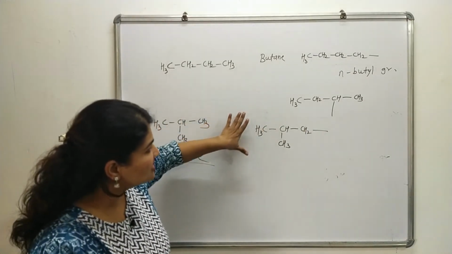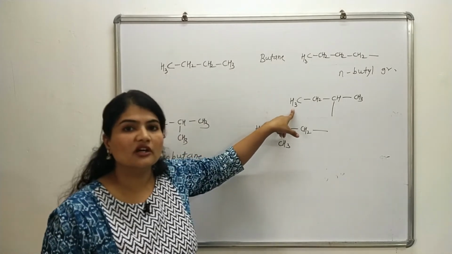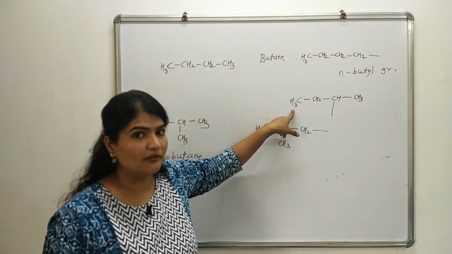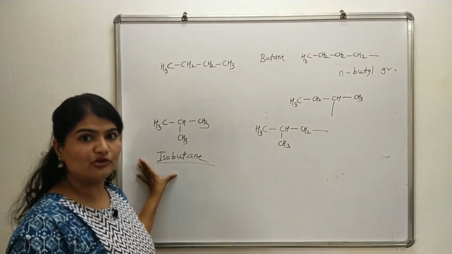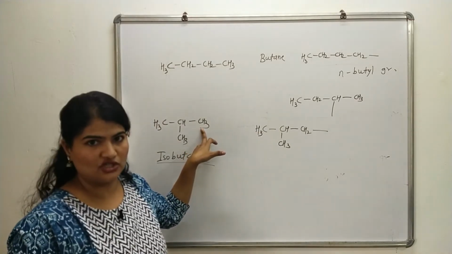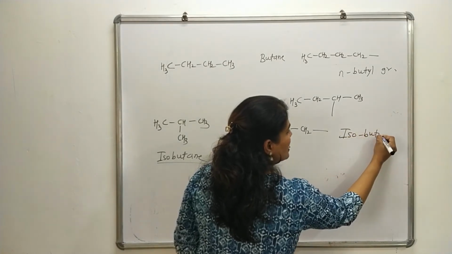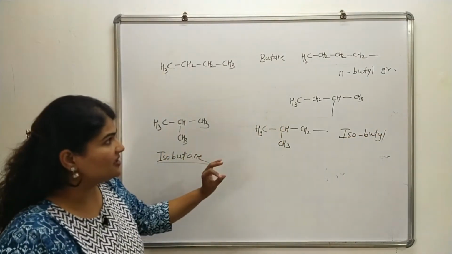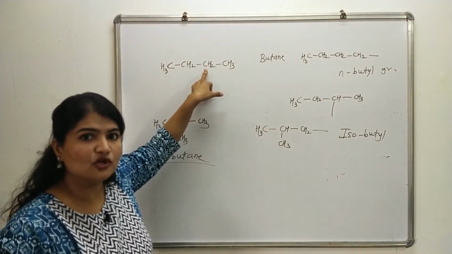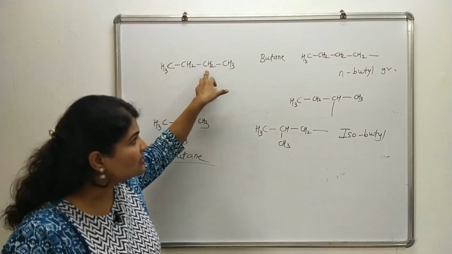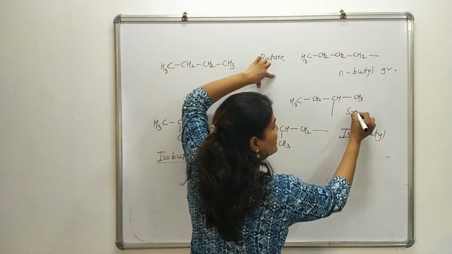Now look at both these structures. You may be tempted to name this particular alkyl group as isobutane butyl, but it is not. When you remove the terminal hydrogen from isobutane, you get the isobutyl group. This will be the isobutyl group. But when you are removing hydrogen from non-terminal carbons of butane, then you are not getting isobutyl, but this is referred to as secondary butyl.